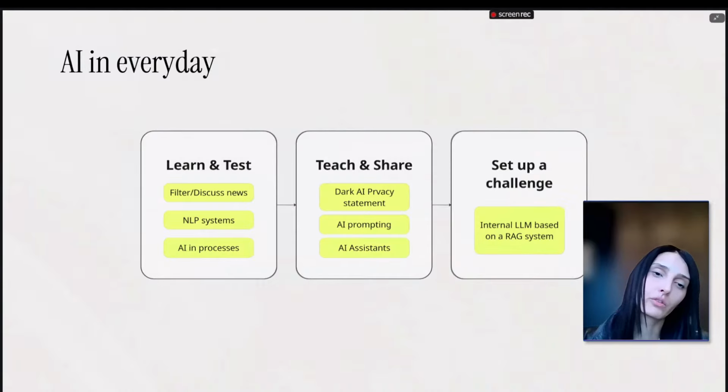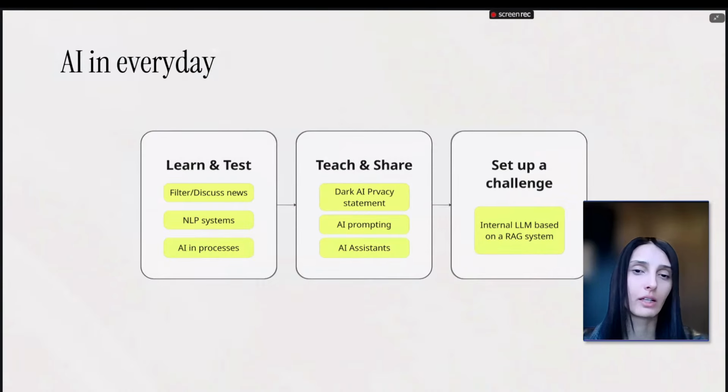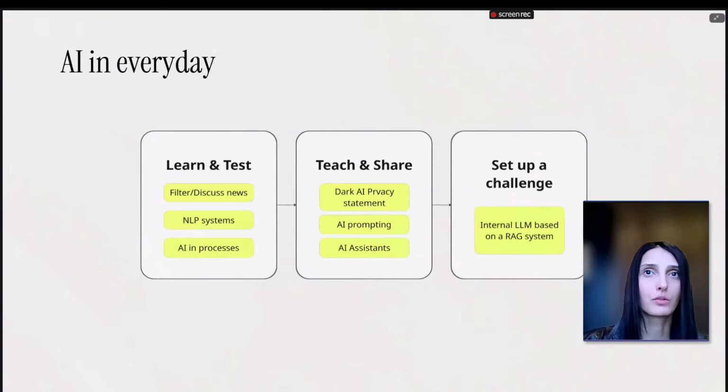And then the information that we find, we just share. A challenge here will be to create an internal LLM based on a RAG system, which helps to keep the information centralized. It also helps with the hallucination that we find a lot of times in LLMs. And you get very specific answers, because a RAG system is only learning from what you feed it. So that's a much safer way to do it.